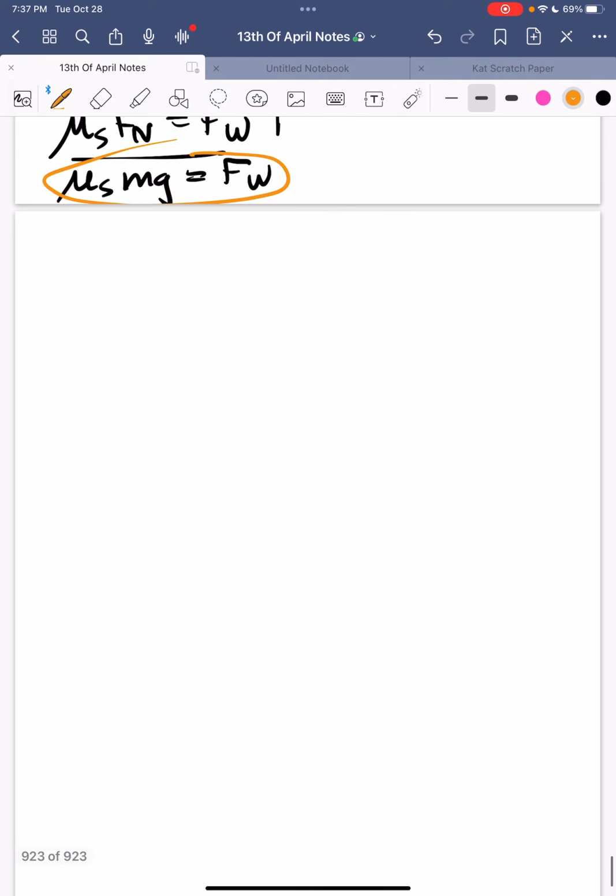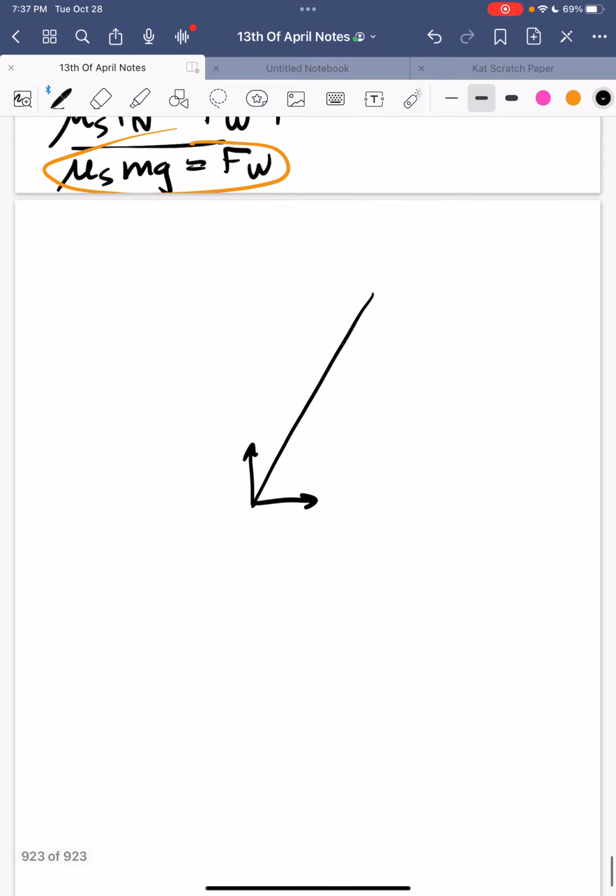So let's go in. The ladder roughly looks like this. We get a force coming up here. We get another force going here. This is the force of friction. This is the normal force here. I've got the force from the wall acting like that, and I've got mg right in the middle of the ladder pulling down like that.